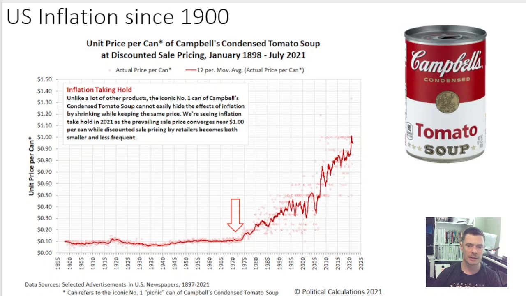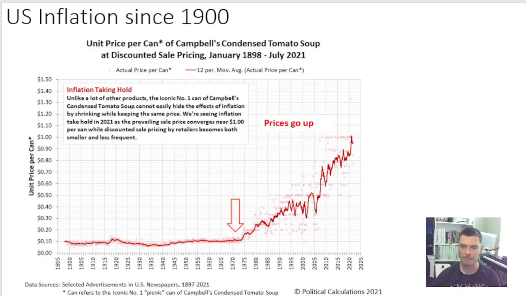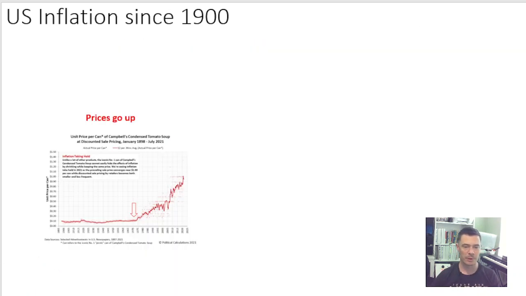going up. And this chart is of Campbell's tomato soup. This is a very accurate chart to measure inflation. It's one of my favorite charts. And the price of this was able to be tracked via newspaper clippings back almost 150 years. And you can see the symptom of inflation on display here. On this axis is the US dollar, and on this axis is time. And you can see that over time, the price of a can of tomato soup has gone up. And that is the symptom of inflation.